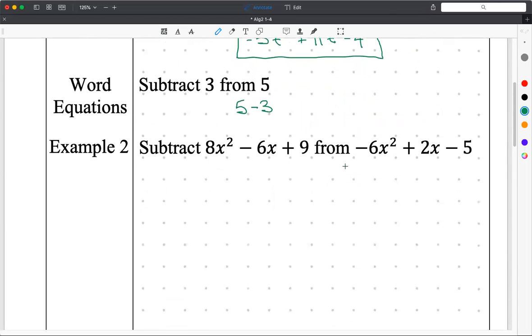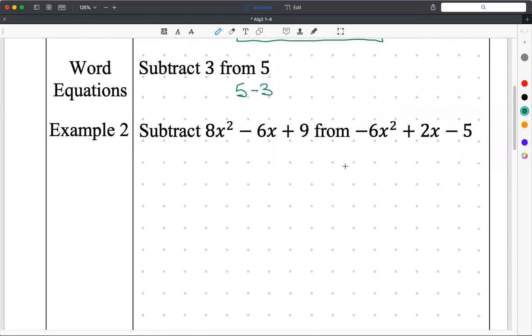Okay, so then you see something that looks like this. It's a little bit harder. It's with polynomials instead of integers, right? I'm going to subtract this 8x squared minus 6x plus 9 from the other polynomial, negative 6x squared plus 2x minus 5. All right, so someone using Gunnar's setup, how do I do this? Just do the setup, and if you want to solve more of it, you can. But I need someone just to do the setup for now.